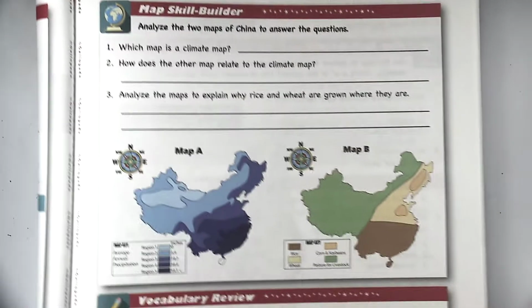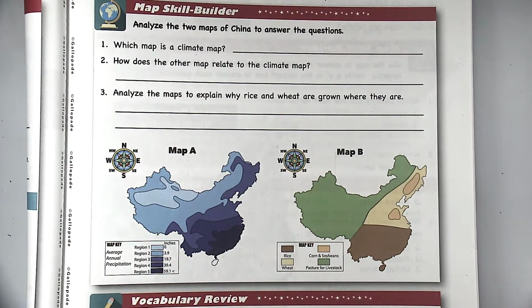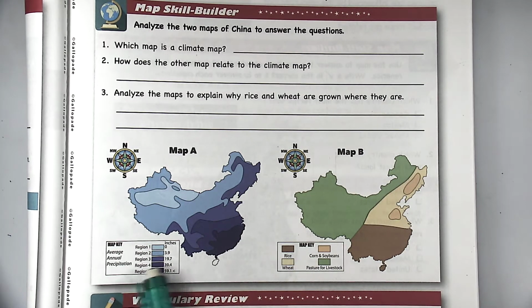Analyze the 2 maps of China to answer the questions. Which map is a climate map? I want you to look here and here and determine which map is a climate map. Go ahead and pause the video to answer that. Now let's do number 2 together. How does the other map relate to the climate map?